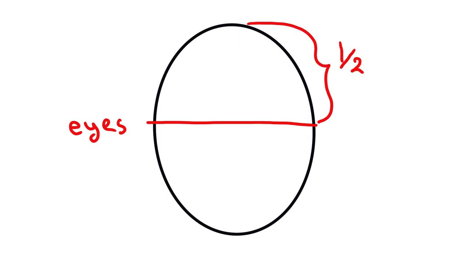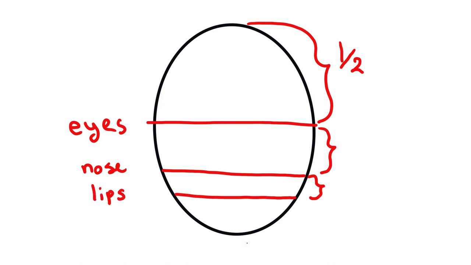If you're looking at the face straight on, it looks like an oval. Halfway down the oval is where the eyes would be. Halfway down from the eyes to the bottom of the chin is where the end of the nose will be. Halfway between the nose and the bottom of the chin is the mouth. And halfway down from the mouth to the chin is the bump of the chin.